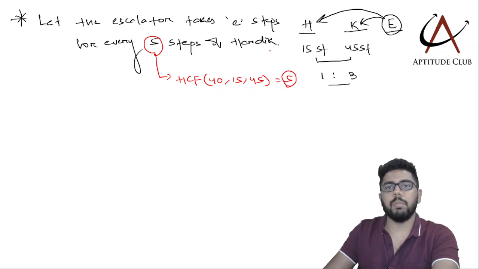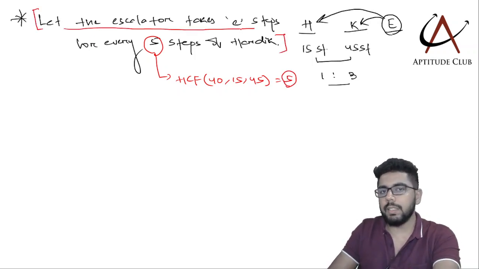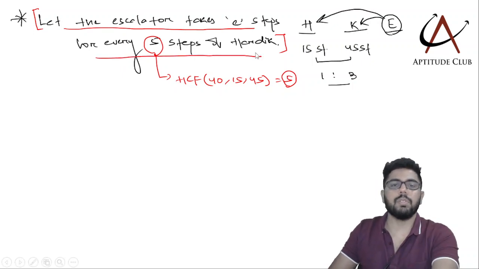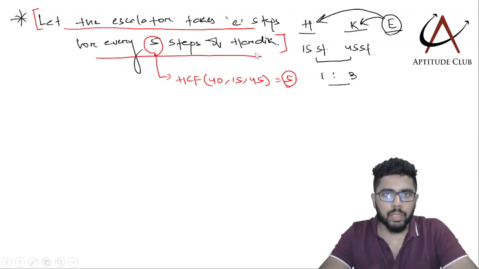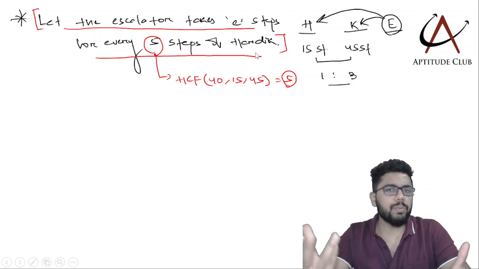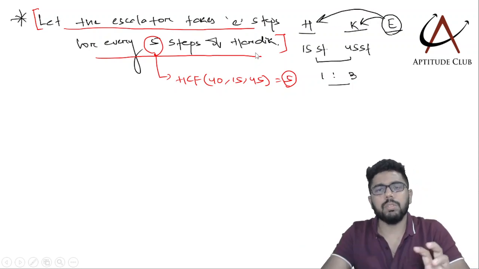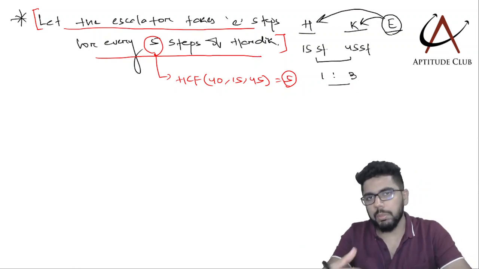So I got 5. So my assumption has to be done in this way. Let the escalator take E steps for every 5 steps of Hardik. Now you might wonder what will happen if you assume in this way. The usual assumption should have been E steps per second, because time is not known.